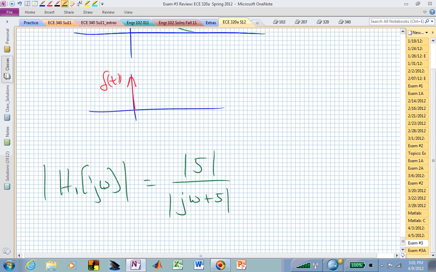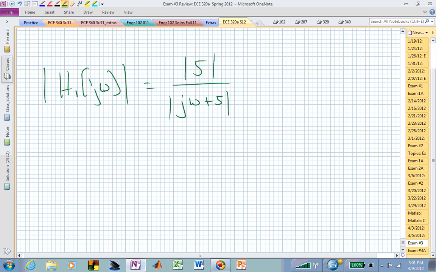The magnitude of 5 in the numerator is 5, and the magnitude of j omega plus 5, the way we are going to work with that is we're going to say, oh, we'll just approximate that to be flat out until omega equals 5, and then it will start falling off at 20 dB per decade. This would be H1's magnitude response. What's H2's look like?